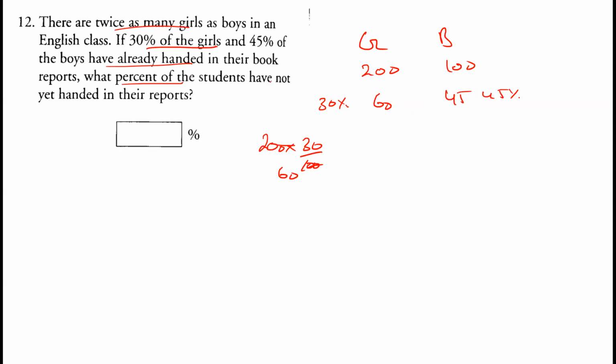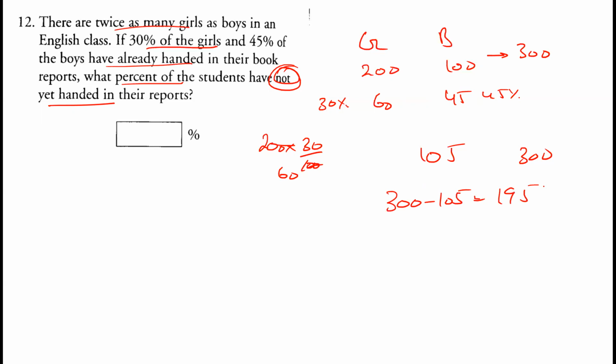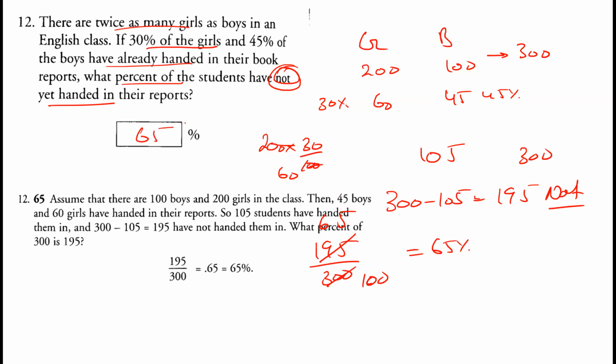Now, what percent of the students have not yet handed in their reports? So 105 out of 300. The total number of students we have is 300. 105 have submitted. Then how many have not submitted? So 300 minus 105 equals 195. They haven't submitted the report. So what percent? So 195 divided by 300. So 300s are now 6, 3 6s are 18, 3 5s are 15. So 65 over 100 is 65%. So this is the right answer.